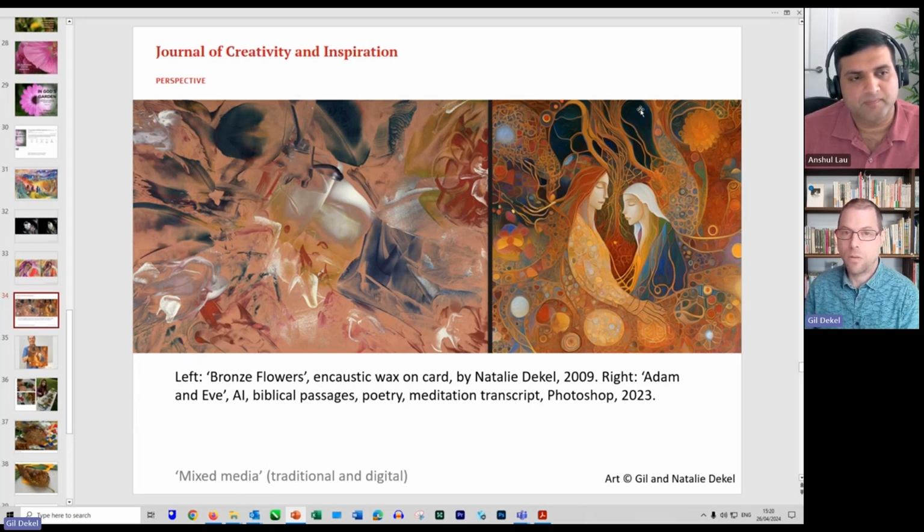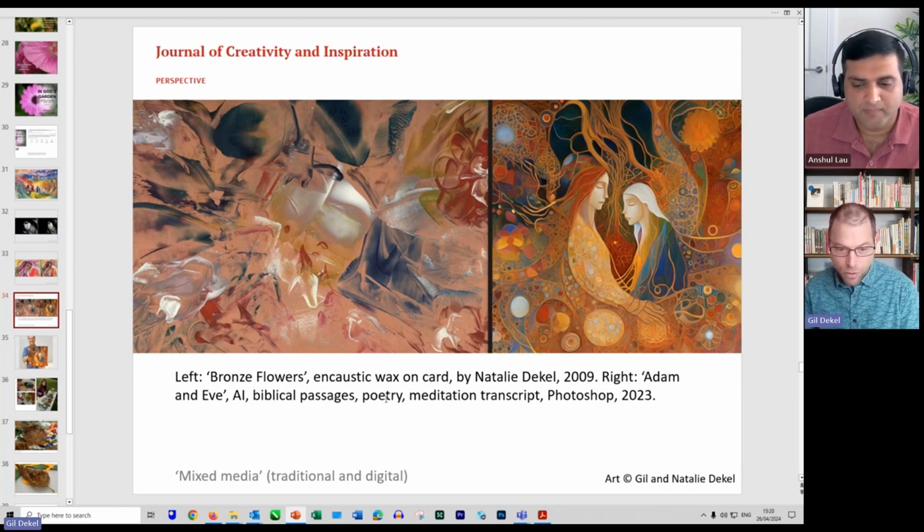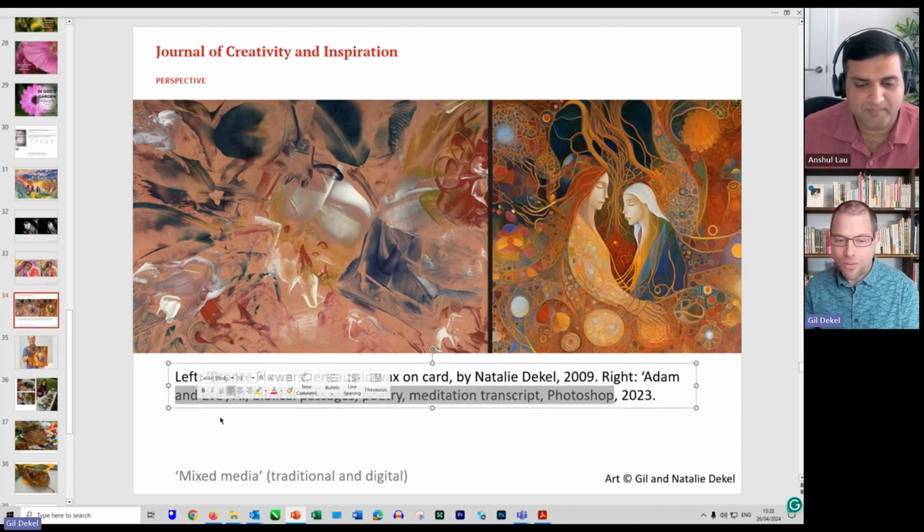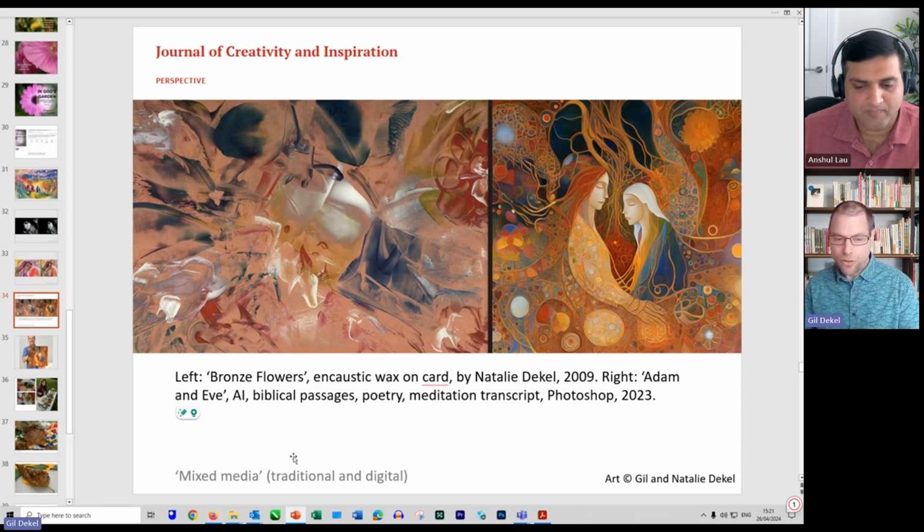My suggestion at this point, and this is what I'm doing, is the title, the name, Adam and Eve, and I spell everything out: AI, biblical passage, because I copy a text from the Bible. I use some of my poetry, some of my meditation transcript, and also Photoshop. So at this point, we're spelling out the whole process, because we don't know exactly how to say it. It's not just AI. Remember, I'm using my images, my text. It's important, and biblical passages. You have to credit. But I wonder if in future it will be so common to use AI that we will be able to just say mixed media, because mixed media now stands for traditional and digital. AI is digital.